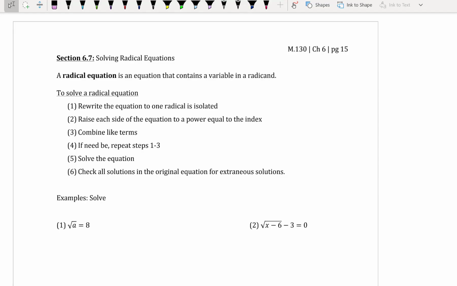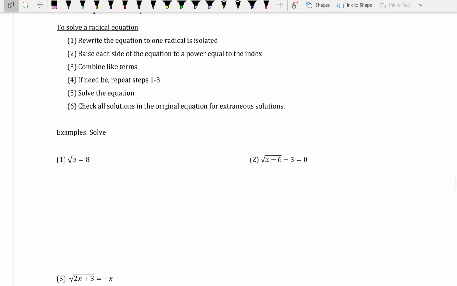Hello, Math 130 students. We are going to pick up on page 15, section 6.7, solving radical equations. A radical equation is an equation that contains a variable in a radicand. So to solve our radical equations, we have our steps 1 through 6. We're going to follow these steps and try to see if we can solve for each of these.